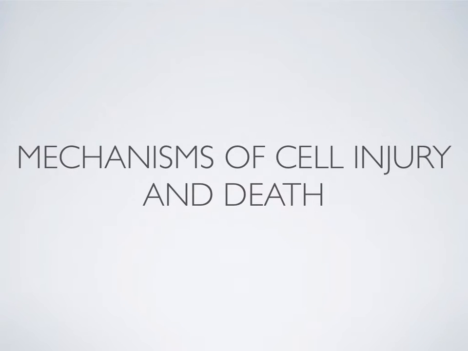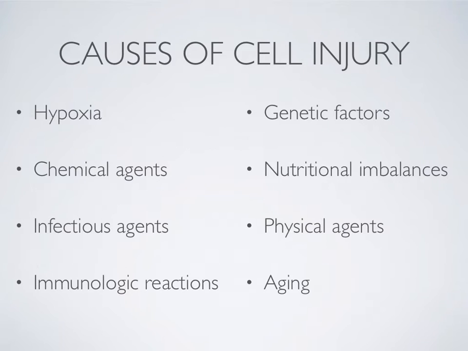So quickly, let's review the mechanisms of cell injury that are going to then lead to cell death. And remember, we talked about the causes of cell injury. We talked about hypoxia, which is a lack of oxygen, and that's a really important one because all cells need oxygen to produce ATP. ATP is what drives cell functions. But then we have all of these other causes of cell injury too.